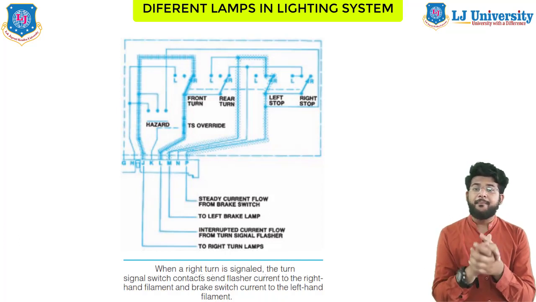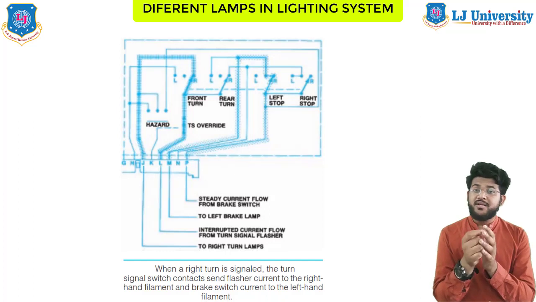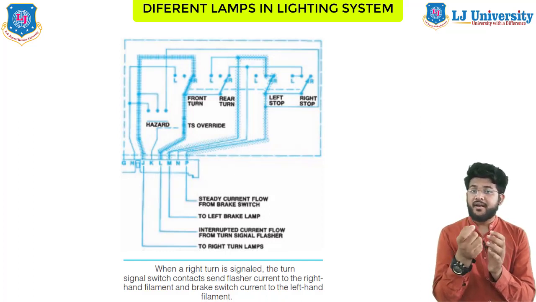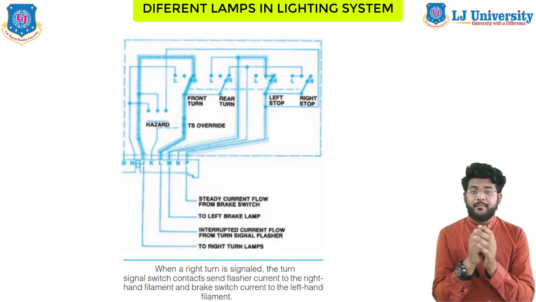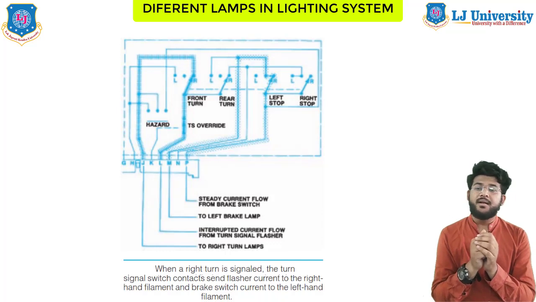This will happen when the brake switch is closed and a right side turn is signaled. Steady current through the brake switch is sent to the left brake lamp when we are signaling right. Interrupted current from the flasher is sent to the right side lamp, and vice versa on the left side.